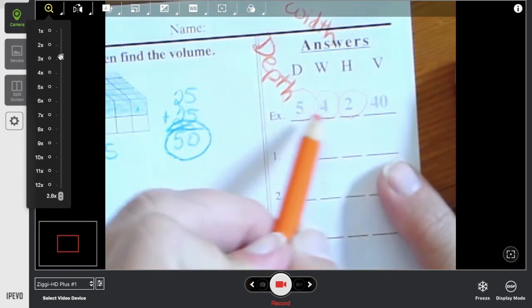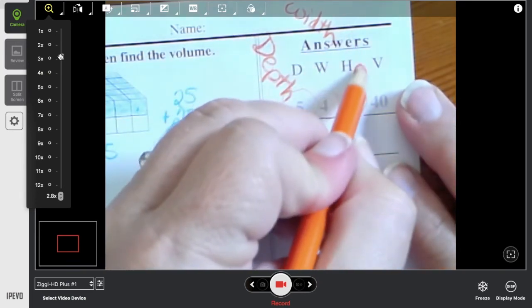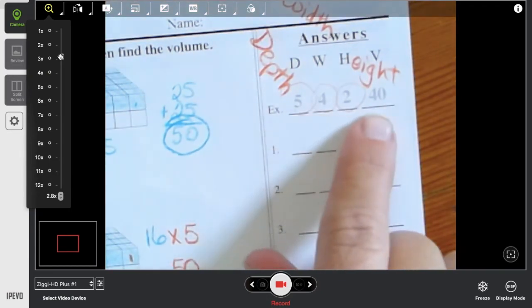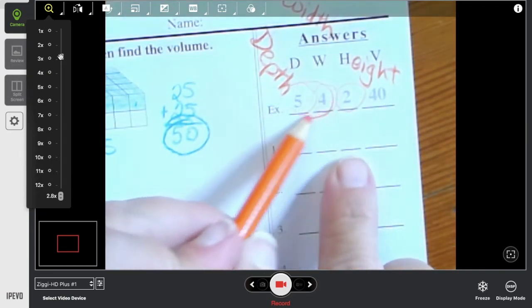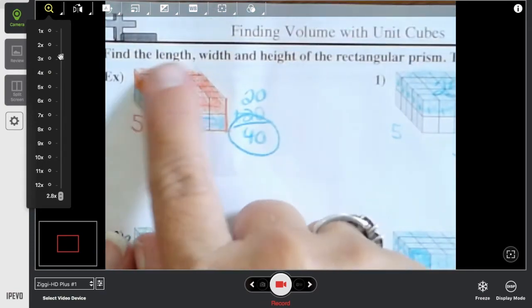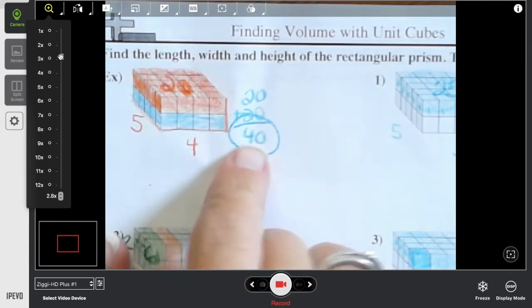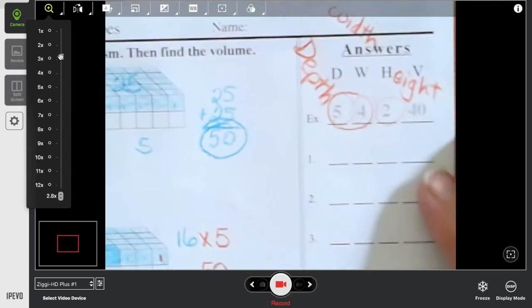This is the depth, this is the width, and the H stands for height, which is how many layers high it is. And then when you multiply all of these, which we did, the 5 times 4 to get 20, there's my 5 times 4 to get 20, and that's how many layers there were. And then we multiplied it by 2 for those 2 layers to get 40.